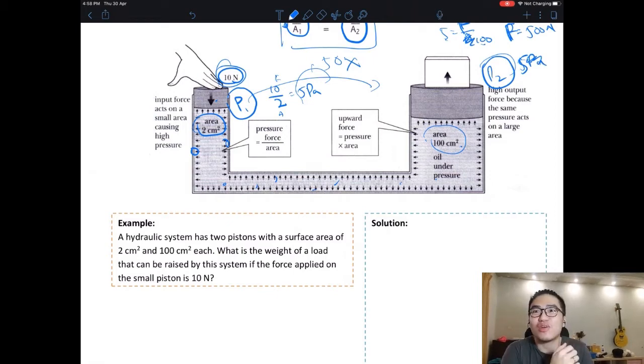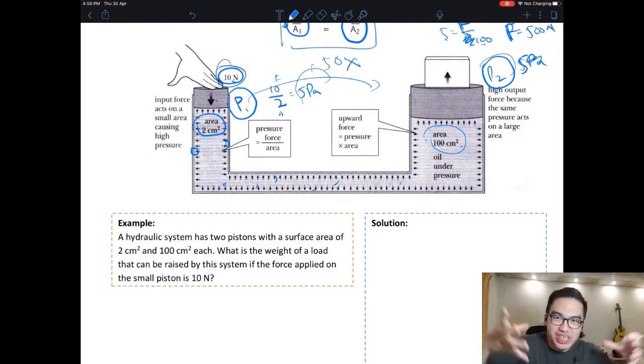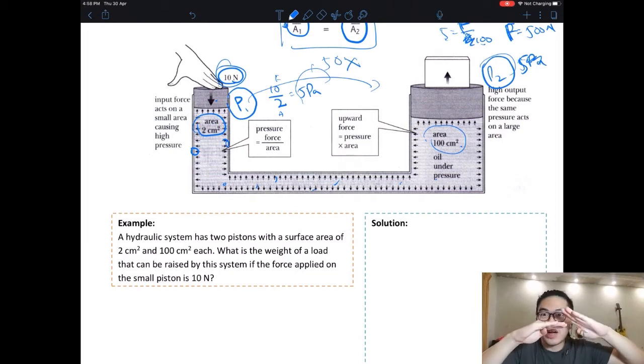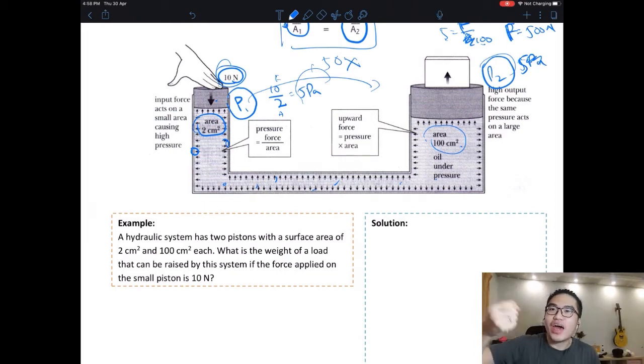Okay, this is similar to a hydraulic jack. You know what a jack is? When your father sends the car to repair, the mechanic has to jack the car up using a floor jack, to lift your car up. That's how it works. Your hand just has to pump a few times, with a few kilo force. They can lift your car up.